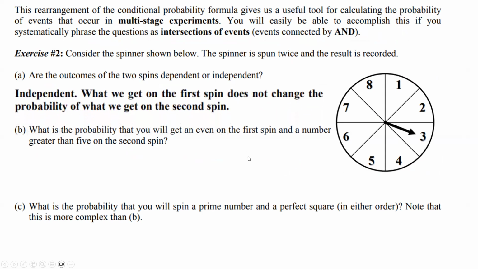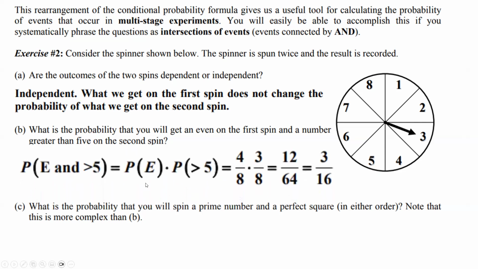Well, they're definitely independent because what we can get on the first spin does not change the probability of what we get on the second spin. It doesn't matter. B, what is the probability that you will get an even on the first spin and a number greater than 5 on the second spin? So to figure that out, because they're independent, we can just multiply these 2 probabilities together. Probability of E and greater than 5 means that I can take the probability of getting an even times the probability of getting a number greater than 5, and that will be the same.